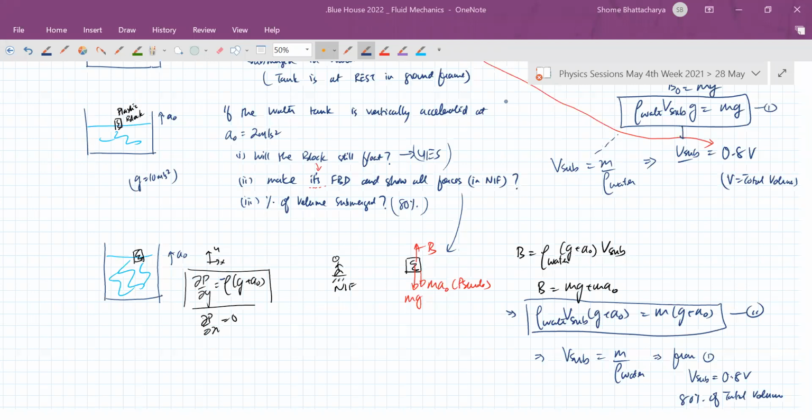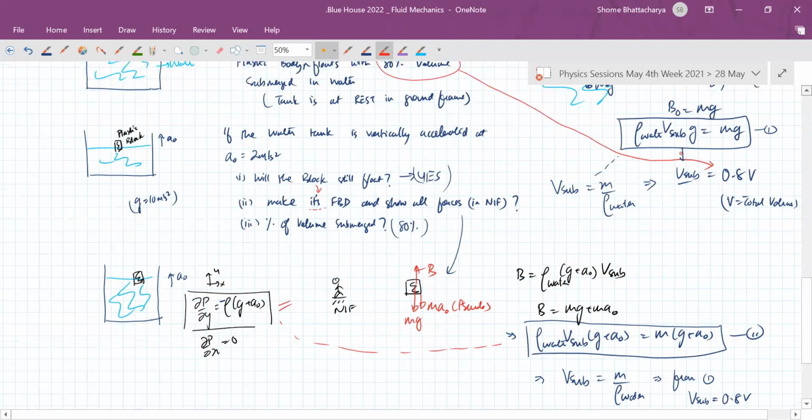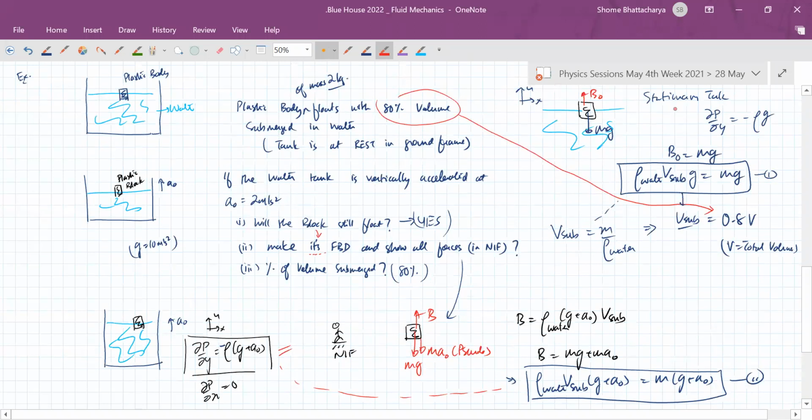Sir, in the second equation, how did you get rho of water, V submerged, (g plus a naught)? Because of the vertical pressure gradient. This equation here is giving us that indication. Okay, sir. So the first equation is for before acceleration, no? B equal to mg. Yes, sir. No, this is in the stationary tank. This is the floating equation in the stationary tank.